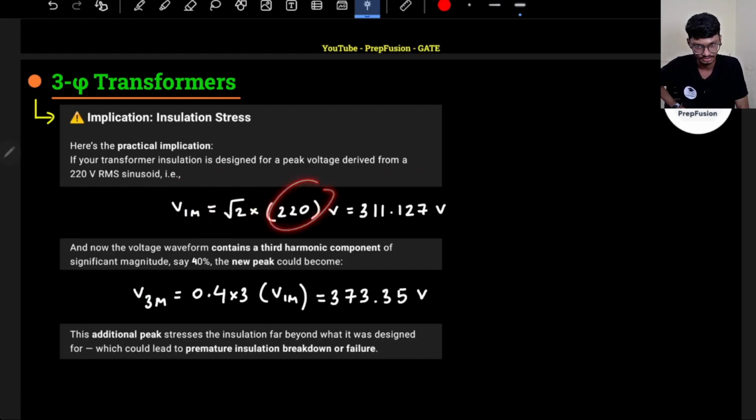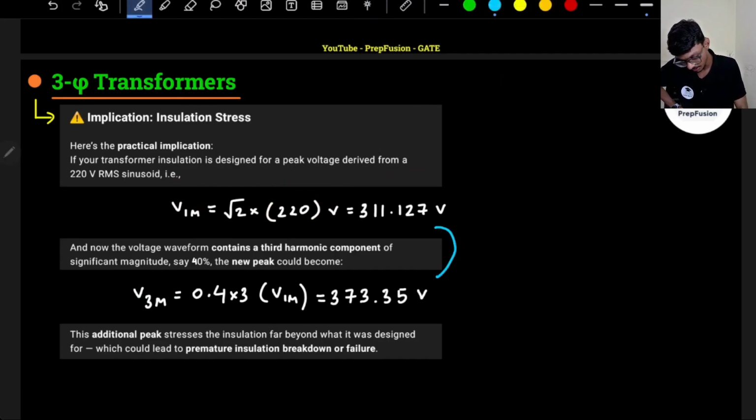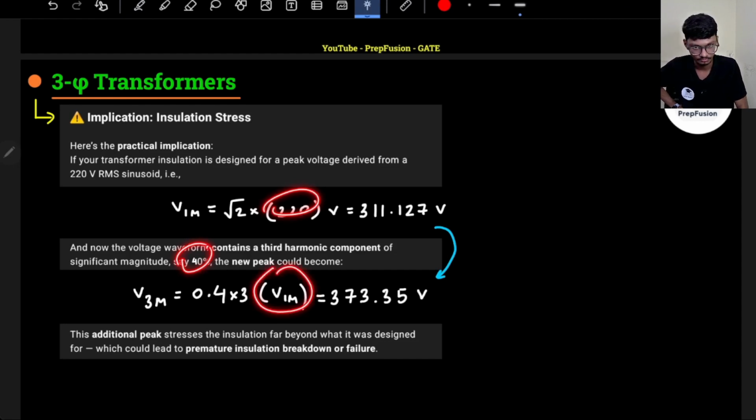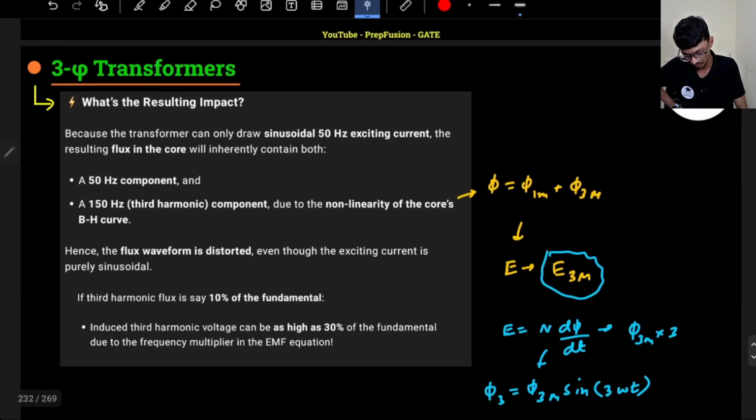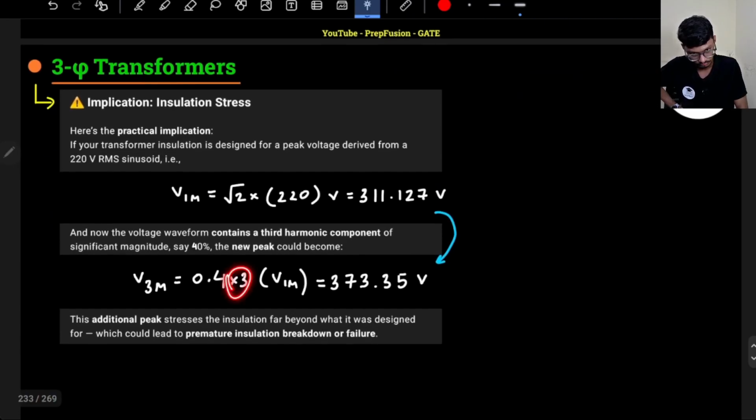220 volts is the RMS. Okay, and let's assume a case that the third harmonic component is 40%. The RMS is 40% of the previous value, the flux is 40% of the previous value. So I will multiply 0.4, but remember there is a factor of 3 here, right? There is a factor of 3, so I have to multiply 3 also. So 40% is the peak flux.